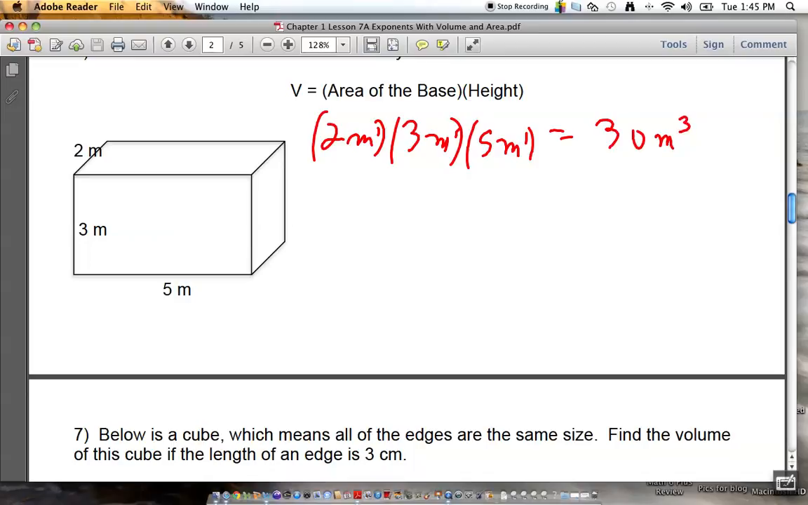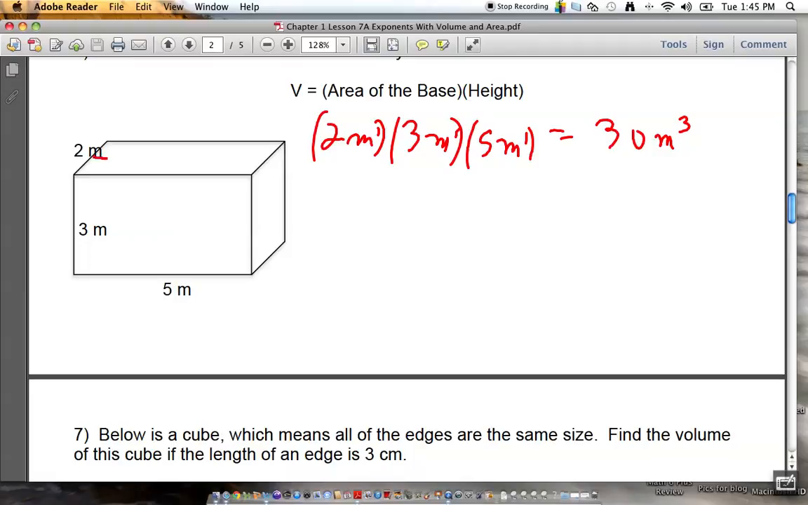Now, I could look at that as m to the third, or I could look at it as meters cubed. Now, if I look at it as meters cubed, what shape is this? Rectangle. It's a rectangular prism, but it looks like a cube, right? Now, before, Angela asked a great question. She said, how come they call it square feet if it's shaped like a rectangle? Why do we call this cubic feet if it's really a rectangular prism?